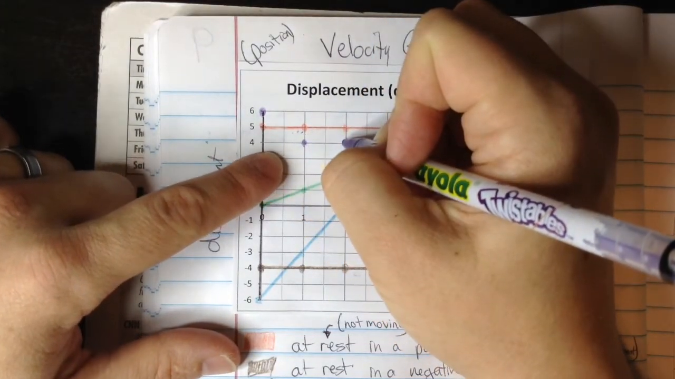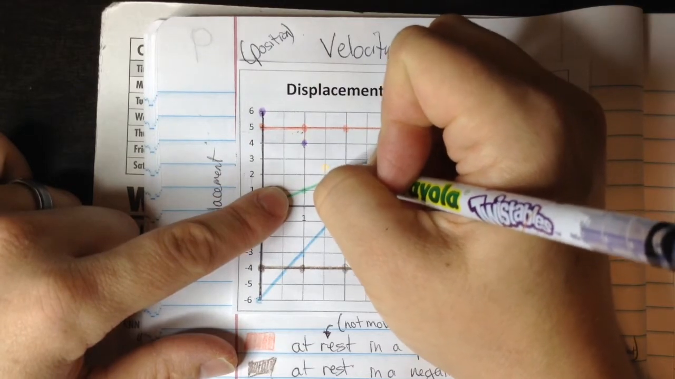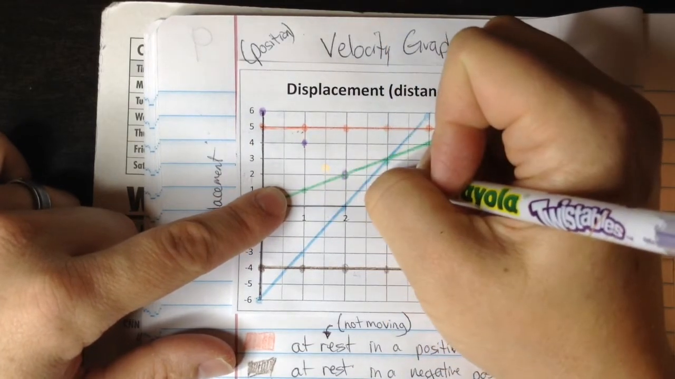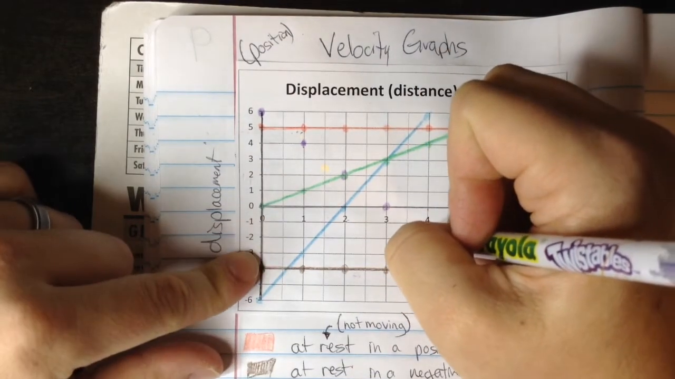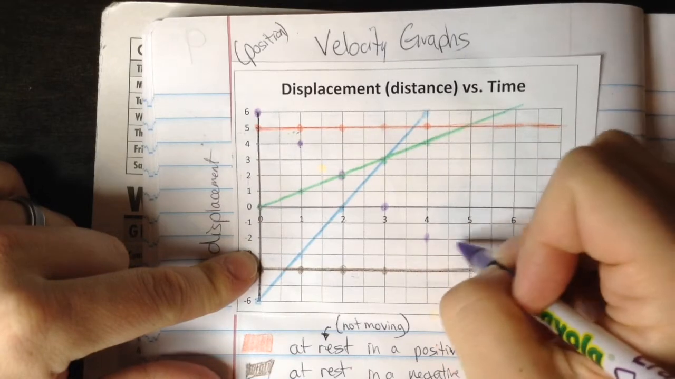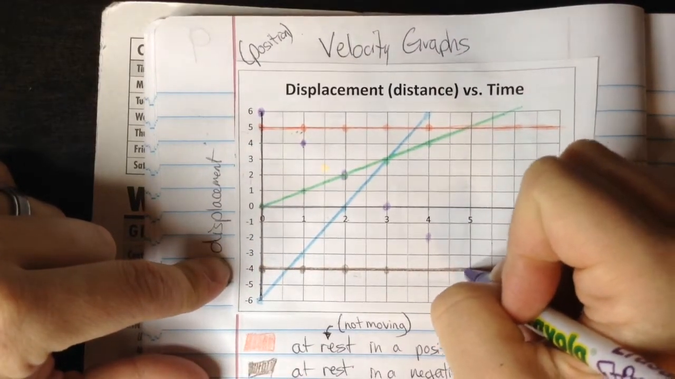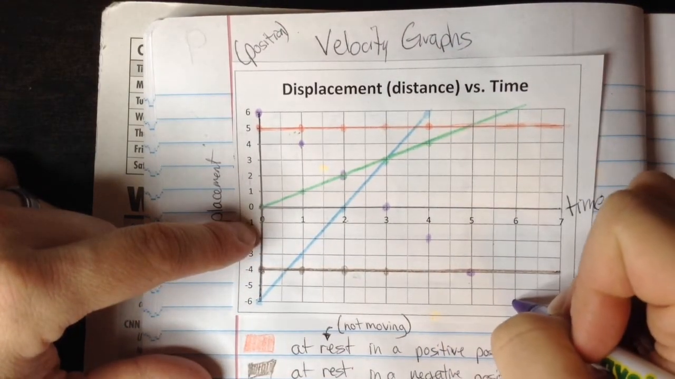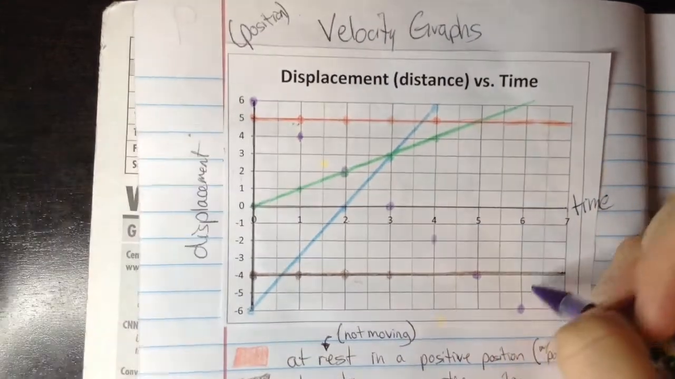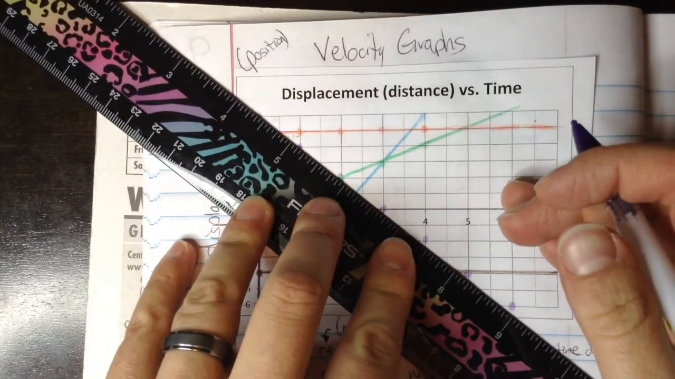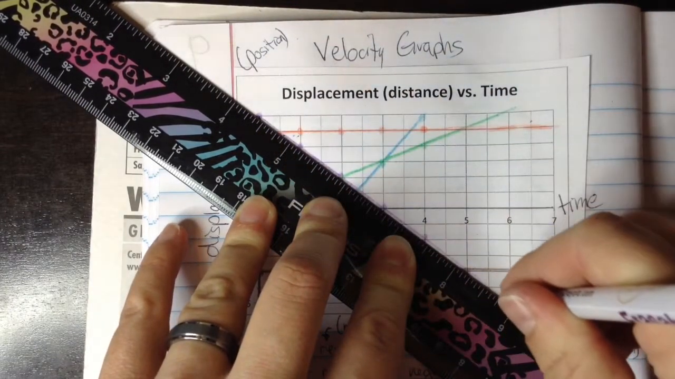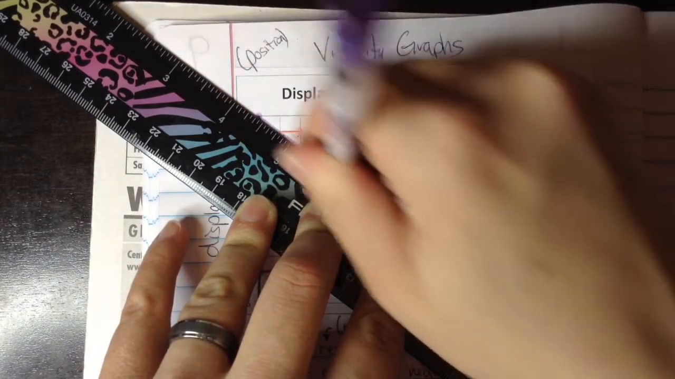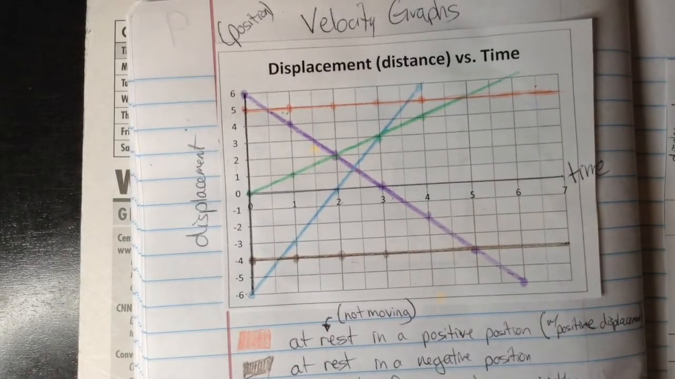Over the next second, we'll go down 2 more meters, so from 4 to 2. Over the next second, 2 more meters, so down to 0. Over the next second, 2 more meters, so down to -2. Over the next second, 2 more meters, -4. And the next second gets us all the way to -6. Connect the dots. Okay, so that's what your graph should look like.